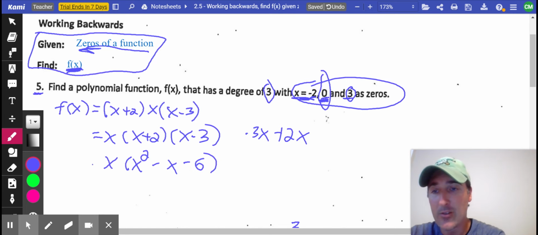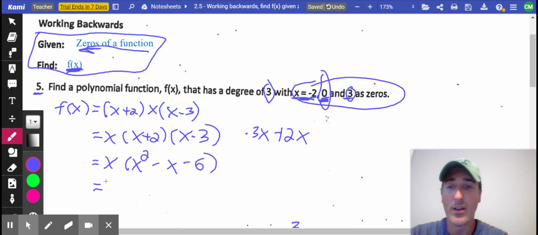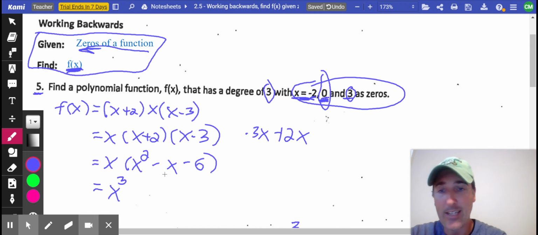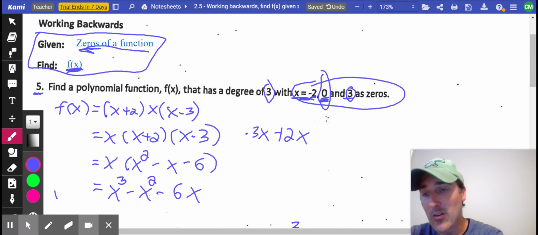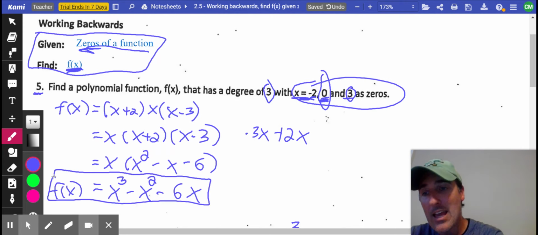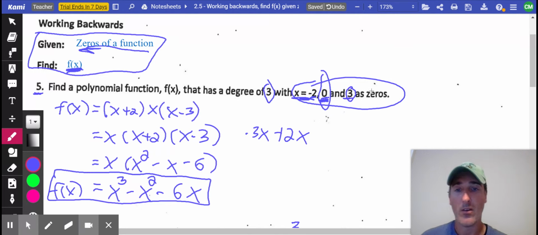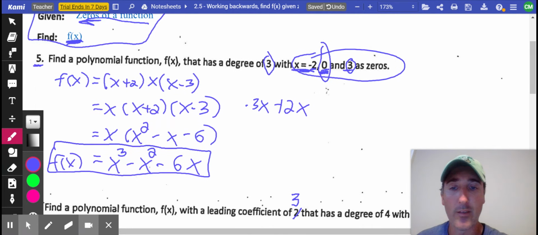Then last thing, we distribute that x, and it's going to give us the degree of 3. So x times x squared is x cubed. X times this negative x is negative x squared. And x times this -6 is -6x. And that's our answer right there. This is the function of x. Now, how can you check that this is right? If you graph this, you would see that this graph would hit the x-axis at these 3 x values, -2, 0, and 3.